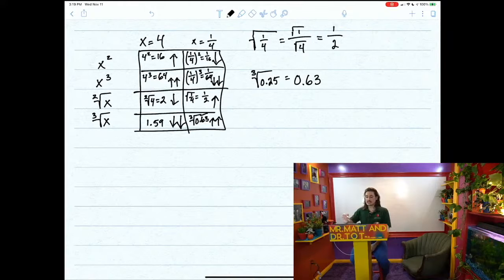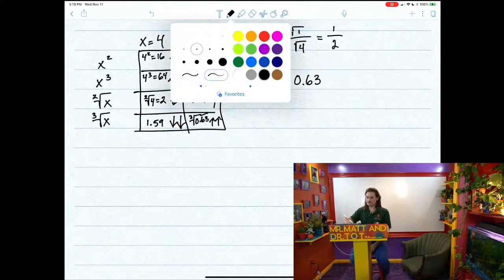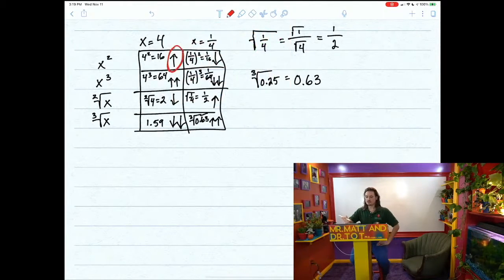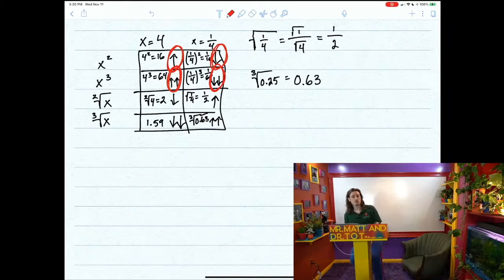But as you can see, the inverse relationship occurs. When the number is greater than 1, it decreases marginally, and when the number is in between 0 and 1, the opposite result is going to occur: it increases dramatically, and it's going to decrease dramatically as seen when we compare x squared versus x cubed.